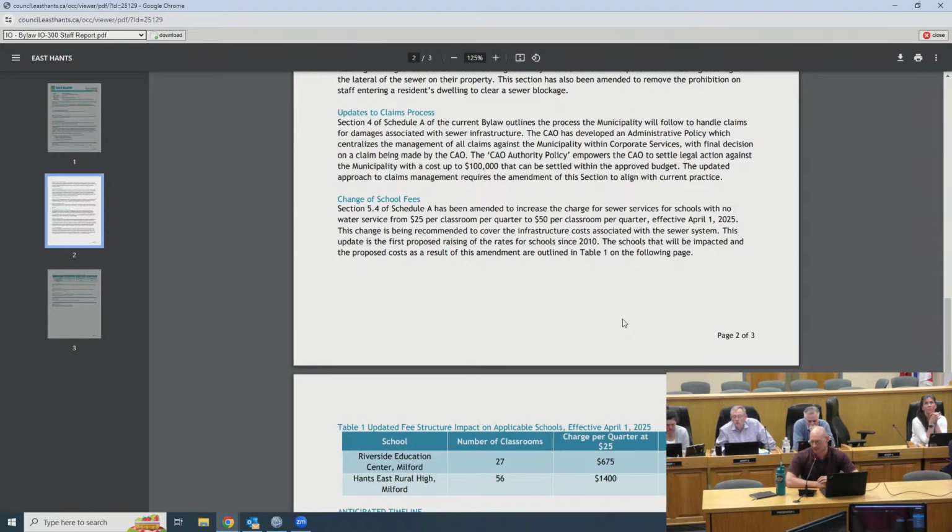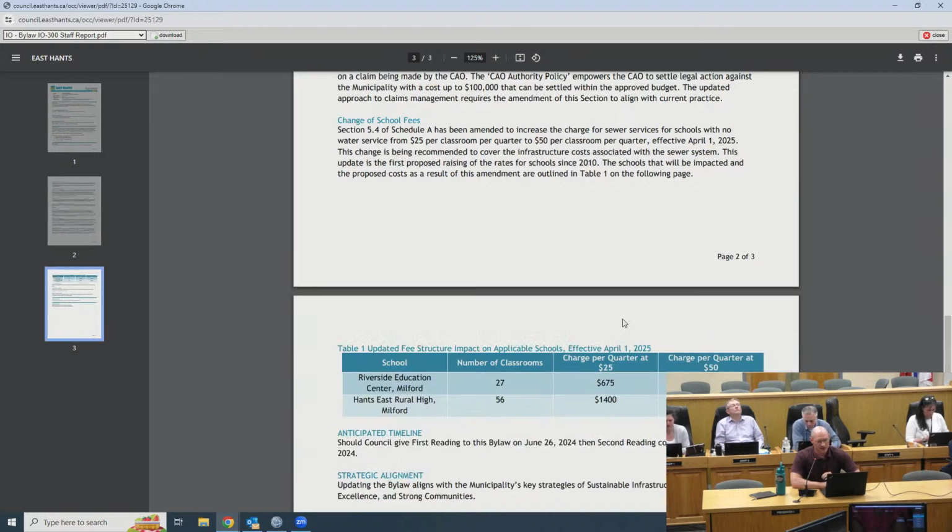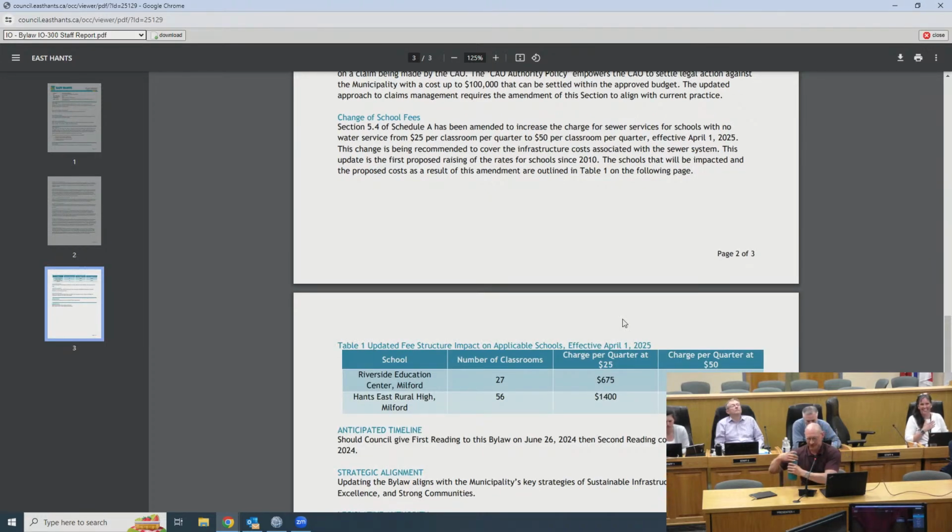Sixth is the updated claims process. As I alluded to earlier, the CAO has developed a new administrative policy which manages how the municipality handles damage insurance claims made against us. Essentially, it empowers the Director of Corporate Services to handle damage claims with final decision being made with the CAO. The current version of the CAO authority policy empowers the CAO to settle legal action that is under $100,000 and within approved budget.